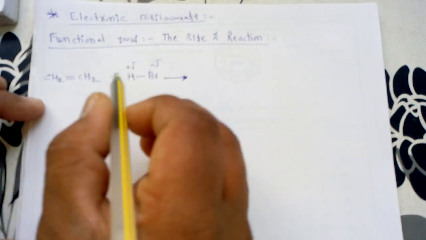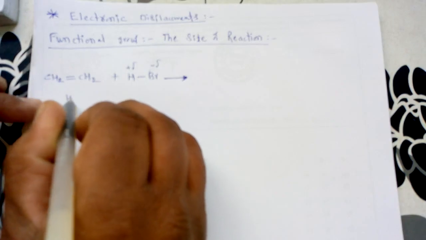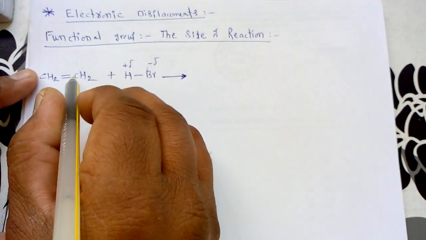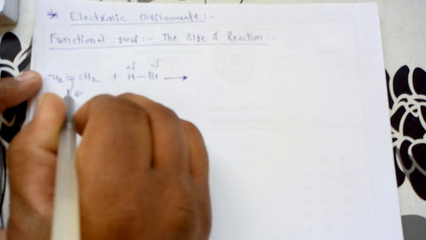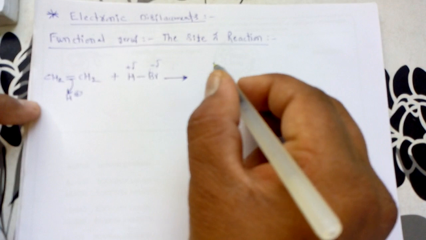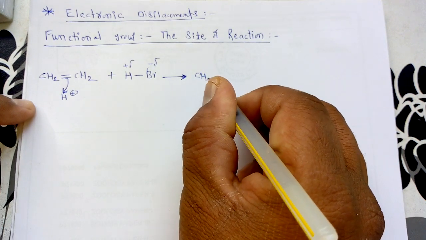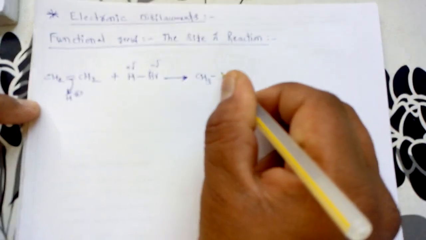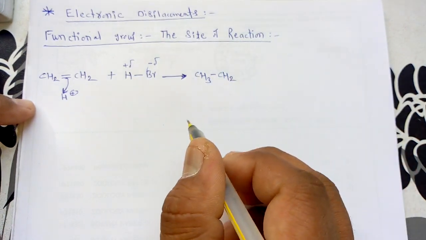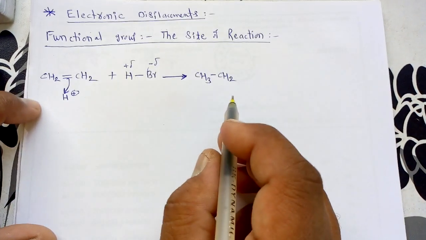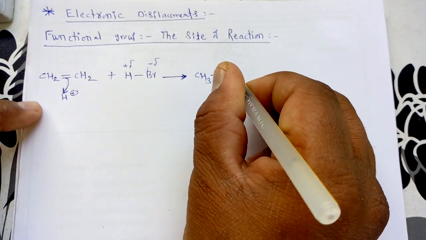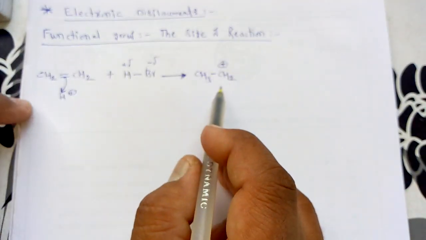That's why this H plus is there, that's the electrophile from this hydrogen bromide. So this pi bond or pi electrons attack this H plus, and we get the first intermediate product, that is CH3-CH2, and after that, this CH2 becomes positively charged because this double bond is converted into a single bond.